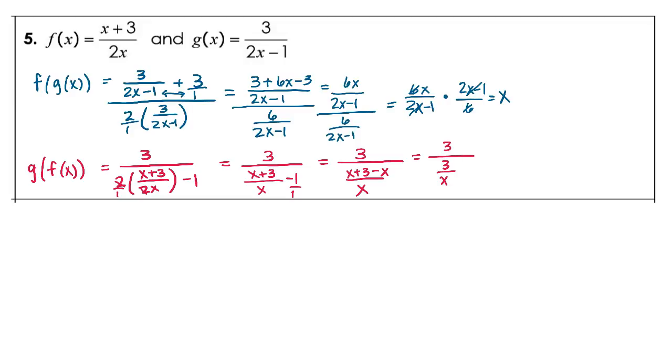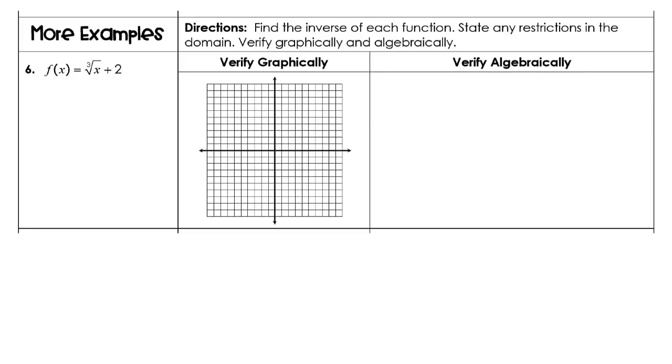And again, if we keep going with this, it's the never-ending math problem. We're going to keep the top, change, and flip. And notice that the 3's do eventually cancel, so we're left with x. So here, these are inverses of each other. Now we're going to have more examples, and we're going to put all of this together. Notice that we need to verify these inverses both graphically and algebraically.